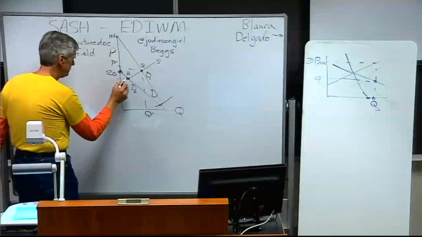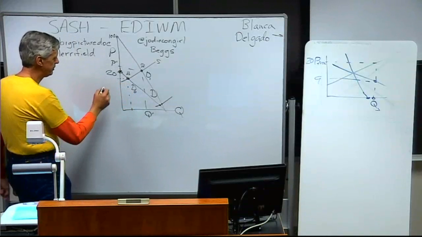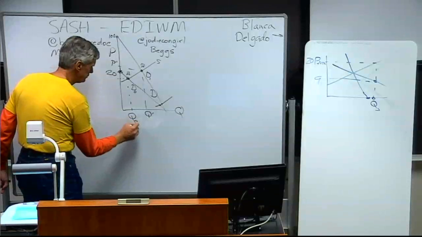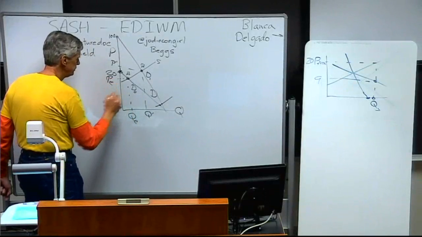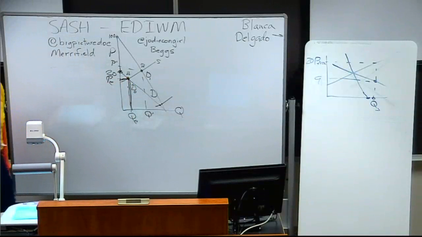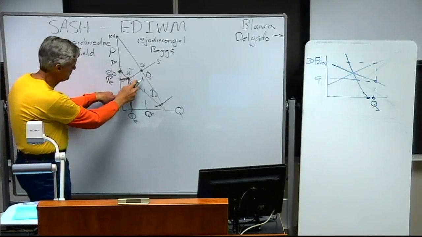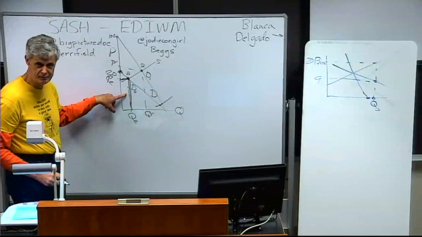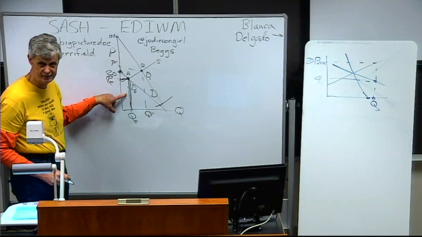Versus, before we did that, all we would be spending is this much, P sub E times Q sub E. How much more is P prime times Q prime than P sub E times Q sub E? A lot more. See, that's how much spending would go up on the good.